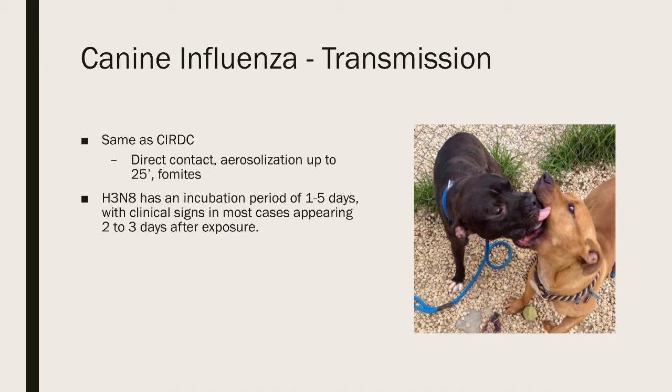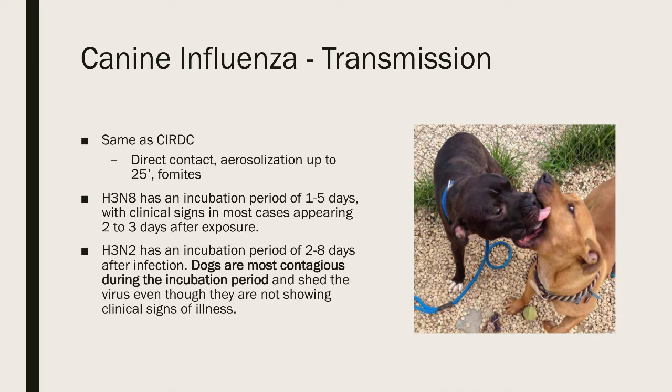H3N8, the older of the two strains, has an incubation period of about 1 to 5 days, and most cases actually appear in the 2 to 3 day window, just like other infectious respiratory disease cases. H3N2 has roughly the same incubation period, maybe a little shorter, maybe a little longer. But the dogs are most contagious during their incubation period, and so they will shed the virus even when they're not showing signs, which can happen with the other disease processes as well, but I think makes it a little scarier.